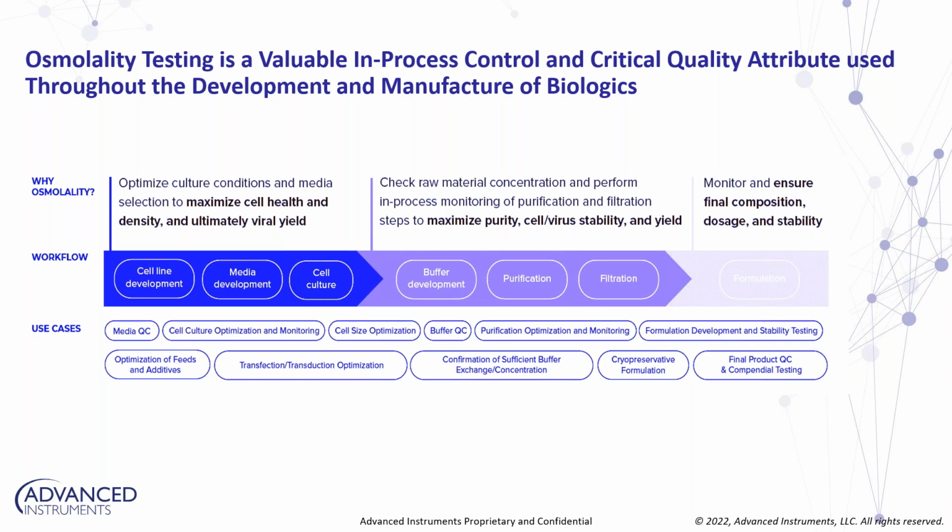So just to set the stage, osmolality is a critical quality attribute or a critical process parameter that's used by our customers across the biopharma workflow at various stages, through cell line development, process development, to formulation, or even downstream in purification, as a quality check to ensure that the media is being prepared correctly, the buffer is being prepared correctly, the purification is happening correctly, and so on. Osmolality at its core is really a measurement of the amount of solute in a given solvent, so you can apply that to anything within the biopharmaceutical workflow.